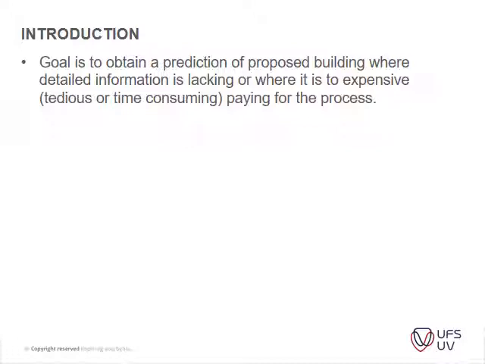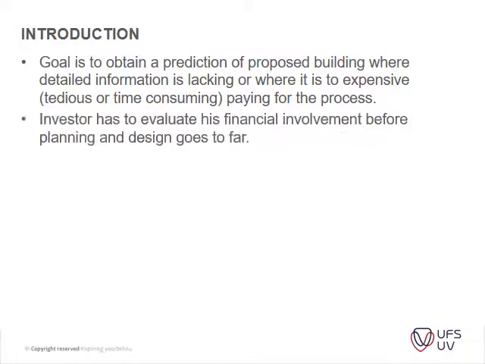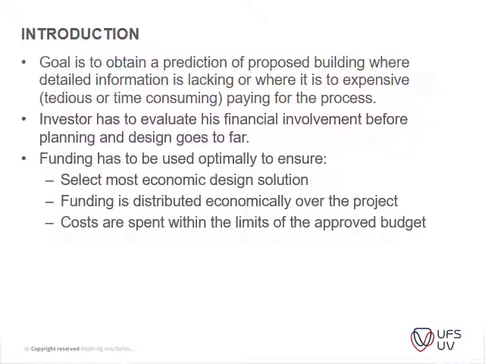It doesn't help that you try and compile a bill of quantities when you're only at stage 2 or 3, because there's still a lot of things that can change. So you don't want to spend too much and pay the QS too much in fees during this stage of the game. So usually estimation is the best solution that can be used. The investor has to evaluate the financial plan. This is what I said earlier, that after stage two, usually they assess whether they're going to continue with this project or not. Funding has to be used optimally to ensure to select the most economical design solution. Funding is distributed economically over the project, and costs are spent within the limits of the approved budget.